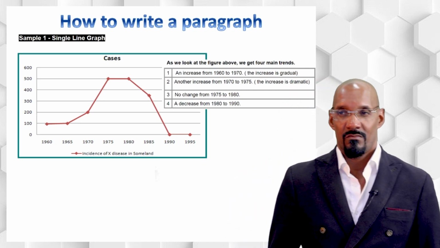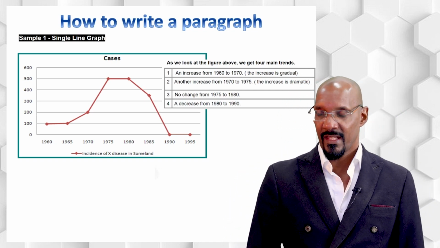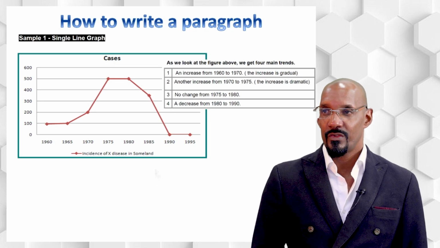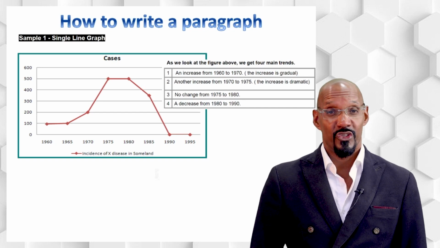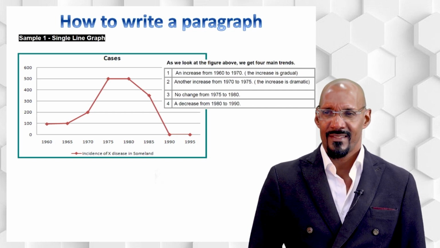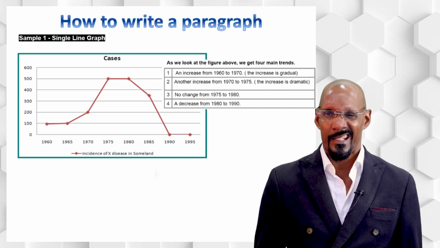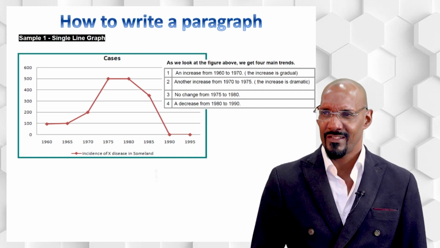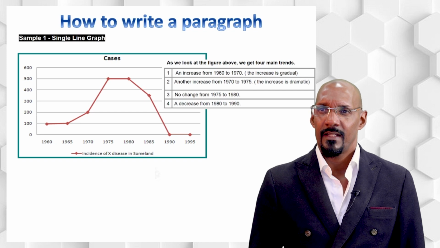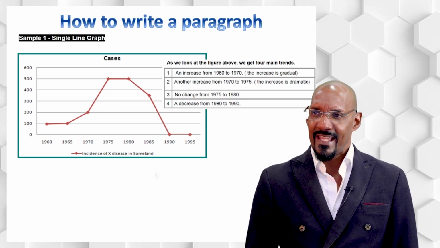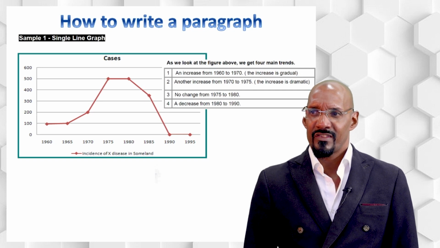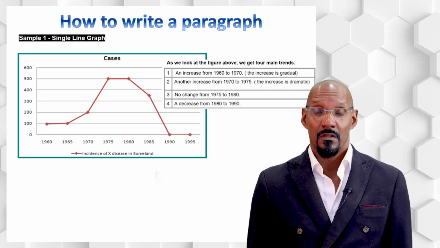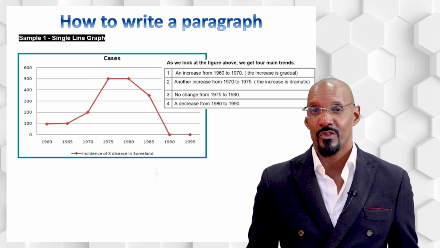If I were to look just visually at this graph, I'm going to see 1, 2, 3, 4, 5. I see 5 trends, or 4 trends. The first trend, if you look with me on the graph, is that from 1960 to 65, there's a slight increase. And then from 65 to 1975, there's a big increase, right? And then that number stays the same from 70 to 80. And then after 80, there's a decline until 1990. And from 90 to 95, there's a stabilization. Those are your trends. Now you have to describe those trends in your writing.